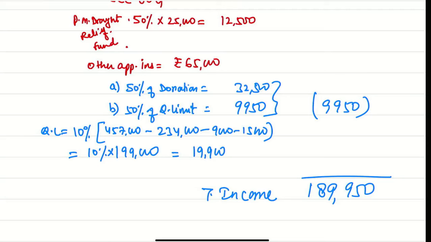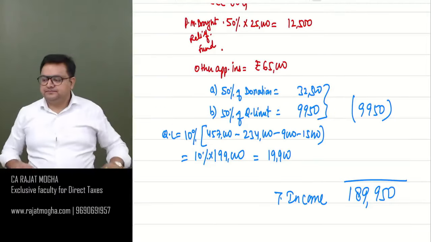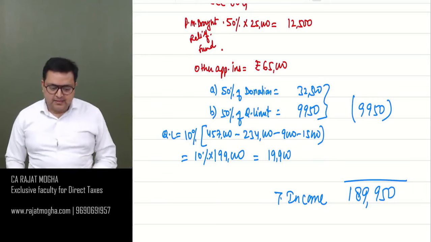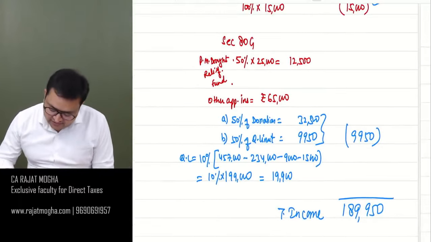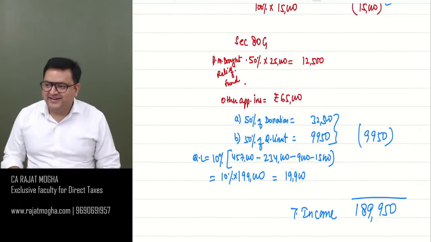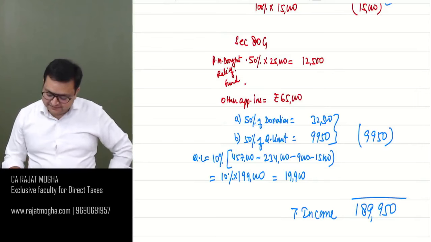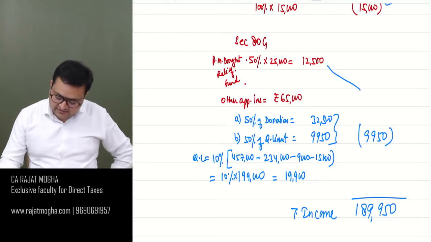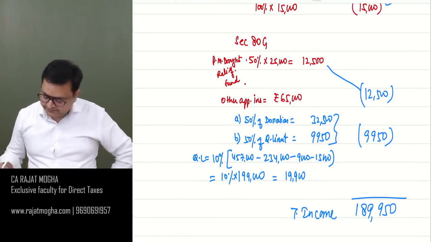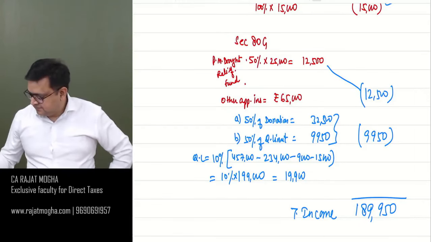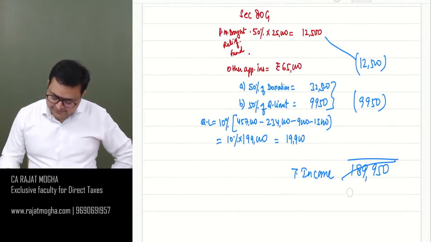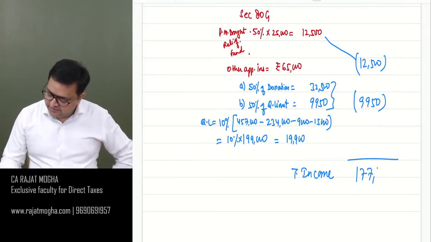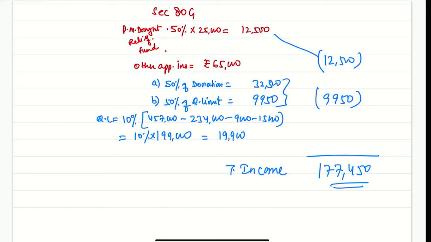Everybody understood this? 12,500 I left. I left 12,500. Correct, correct, correct. This I have left. Correct, Shagna. This is 1,77,450. This one.